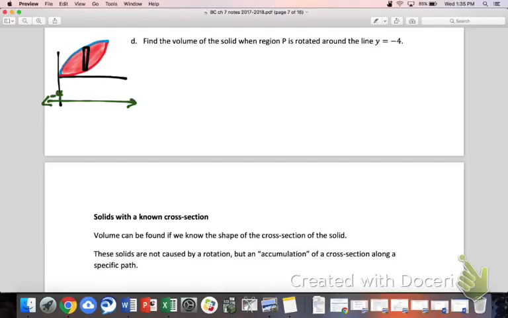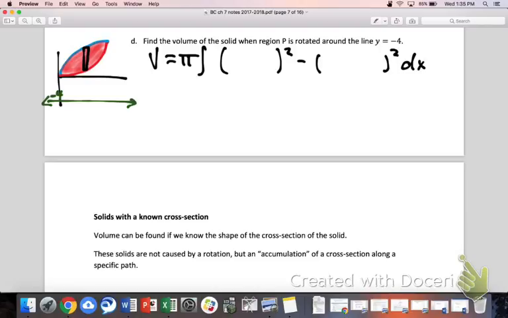Because that's a dx thick rectangle. So I think maybe I'll go ahead and do that. I'll write volume equals pi integral of big radius squared minus little radius squared, and they're going to be in terms of x. So maybe something like that.